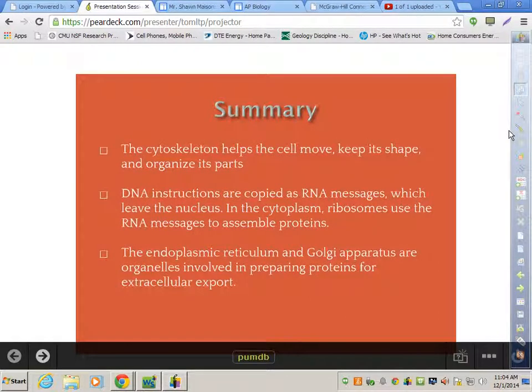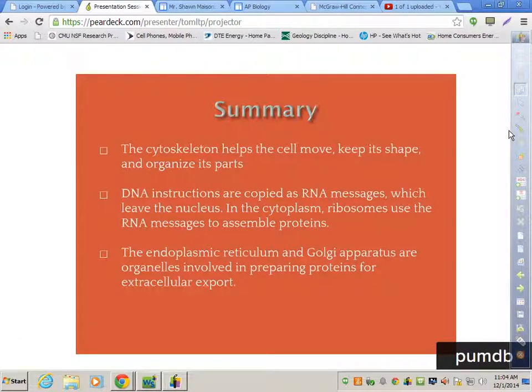So the cytoskeleton helps the cell move, keeps its shape, and organizes its parts. DNA instructions are copied as RNA messages, which leave the nucleus. In the cytoplasm, ribosomes use the RNA messages to assemble proteins. And the endoplasmic reticulum and Golgi apparatus are organelles involved in preparing proteins for extracellular export. Do not forget about exocytosis and endocytosis, pinocytosis, phagocytosis. The first packaging is done by the endoplasmic reticulum, the second one by the Golgi apparatus.